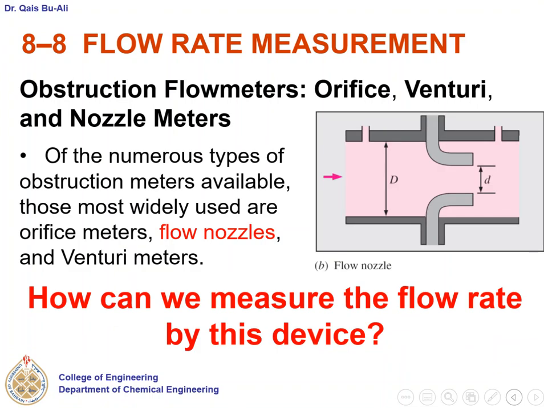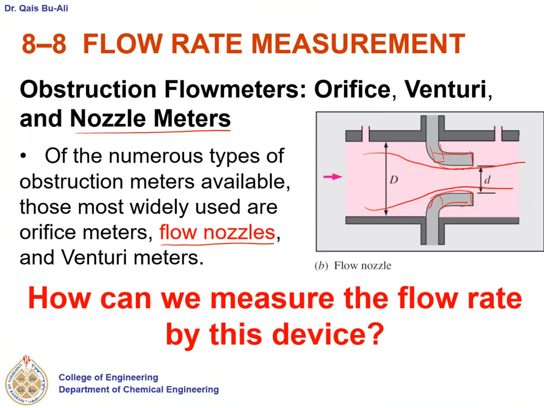Now there is another type of obstruction flow meter which is called a nozzle meter. What's a nozzle meter? It is similar to the previous one, but instead of having them like this, I'm just extending them as such, so the flow is coming smoother through them. Of the numerous types of obstruction meters available, one of the most used is the flow nozzle meter. But the question is, how can I use this to measure the flow rate?